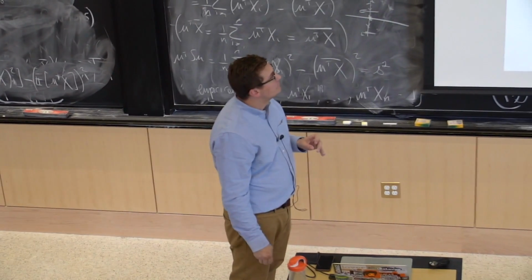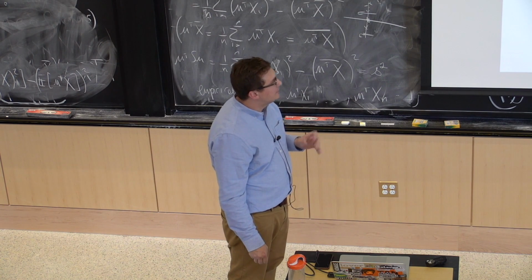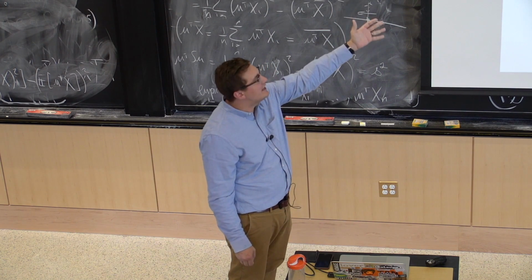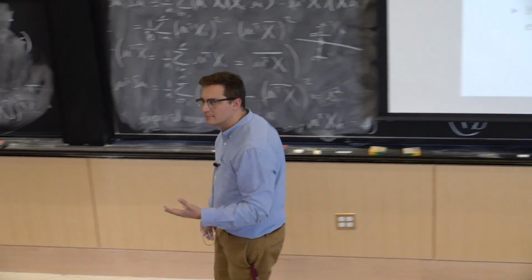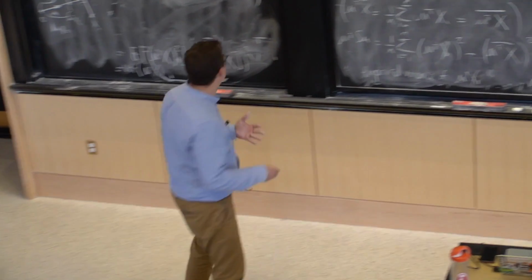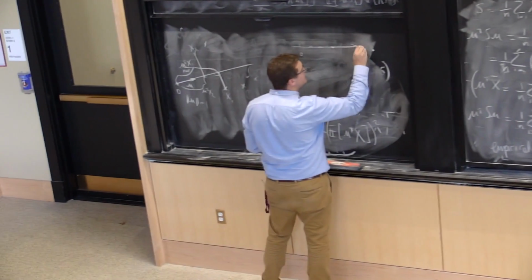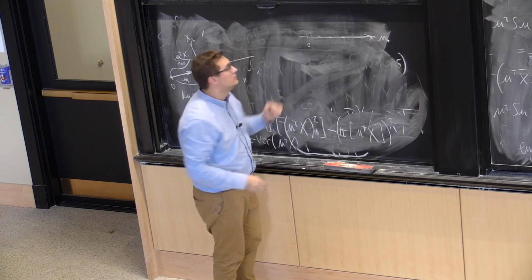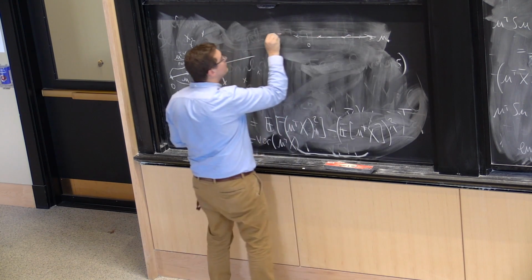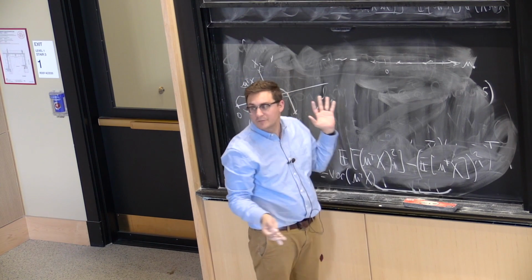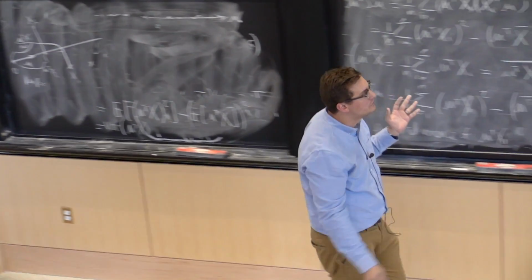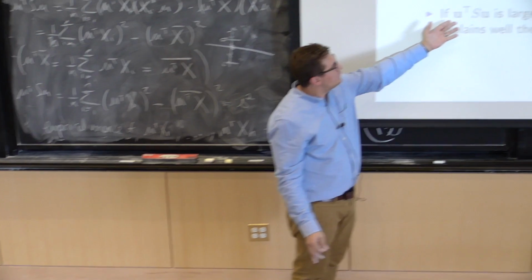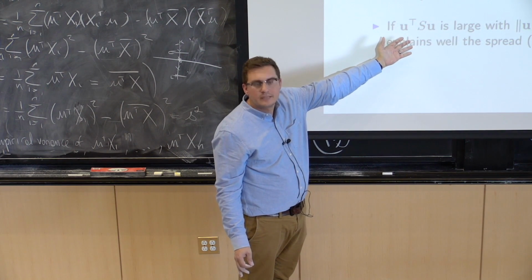So now, in the same way, we're never going to have exactly 0. But if we go to the other end, if u transpose Su is large, what does it mean? It means that when I look at my points as projected onto the axis generated by u, they're going to have a lot of variance. They're going to be far away from each other on average. That's what large variance means, or at least large empirical variance. So what we're going to try to find is a u that maximizes this.